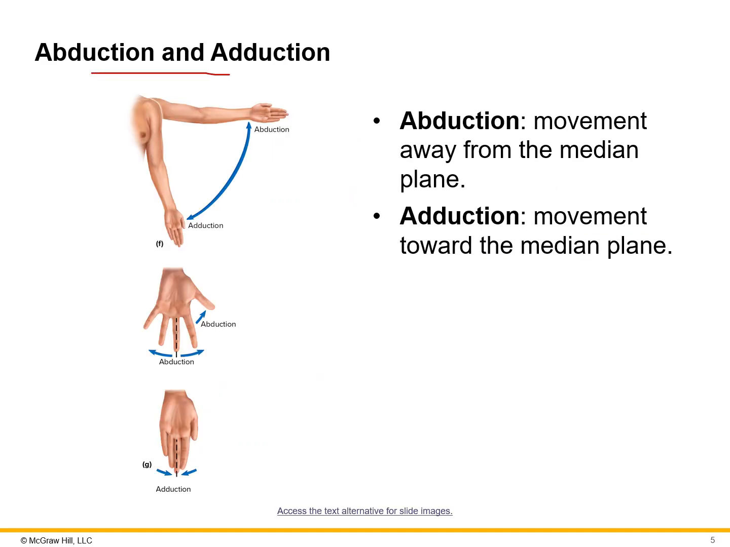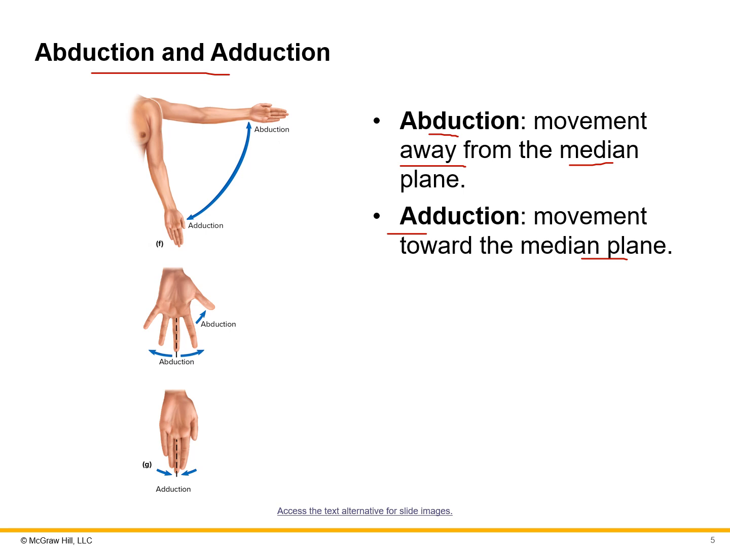Now, abduction and adduction. Abduction, now we're talking about the median plane. Okay, so flexion and extension are talking about that coronal plane, so moving either anterior or posterior. Abduction and adduction are looking at the median plane, so right in the middle of the body. So abduction is going to be away from the middle, and adduction is going to be going toward the plane. So we're adding it to the plane, so toward the plane.